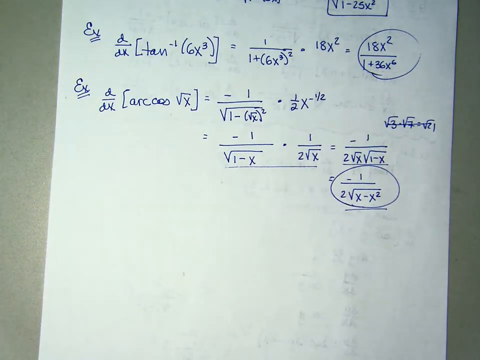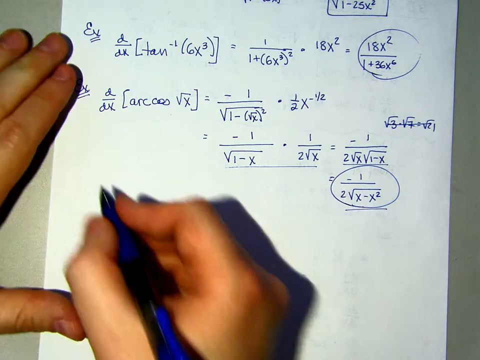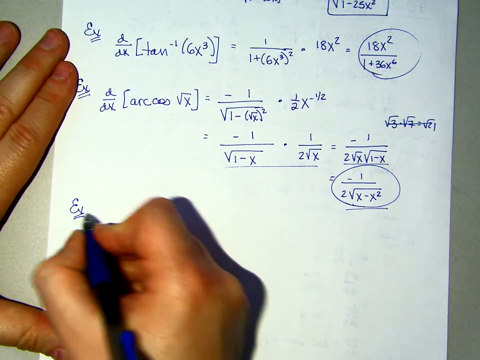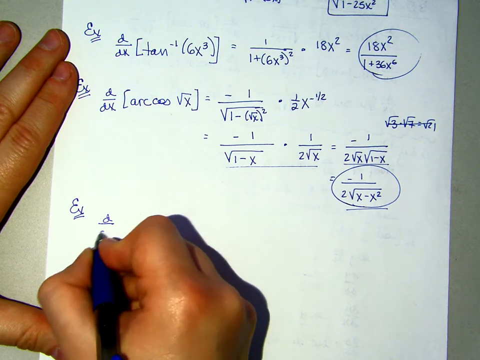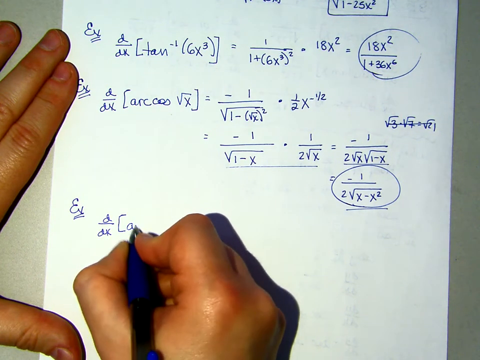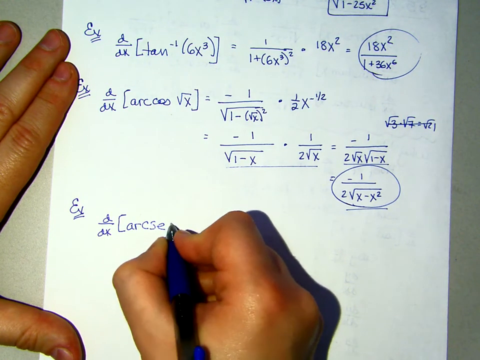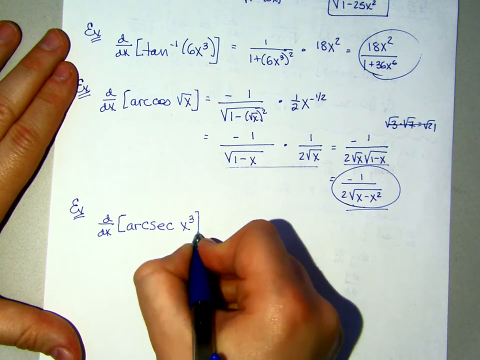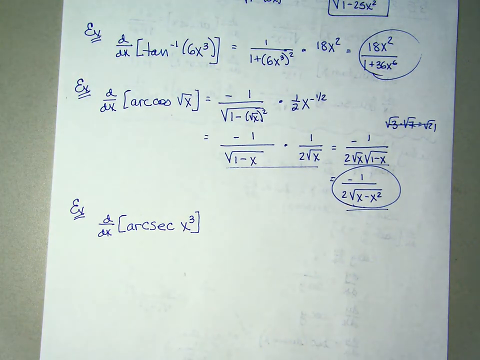We're going to move up a little bit. Next, the derivative of the arc secant of x cubed. Go do your derivative. Don't yet simplify things. I've got to talk through some of the simplifying stuff with you. There's a piece that's a little tricky that I need to make sure we see.